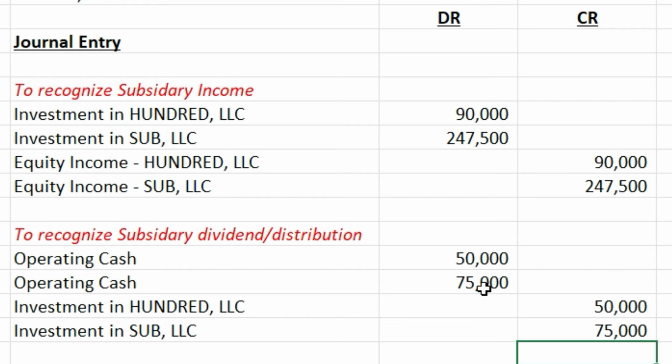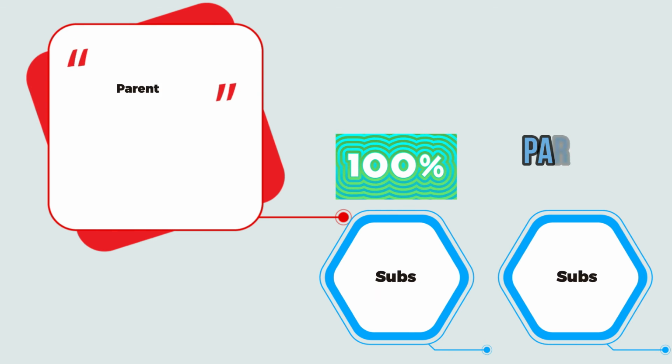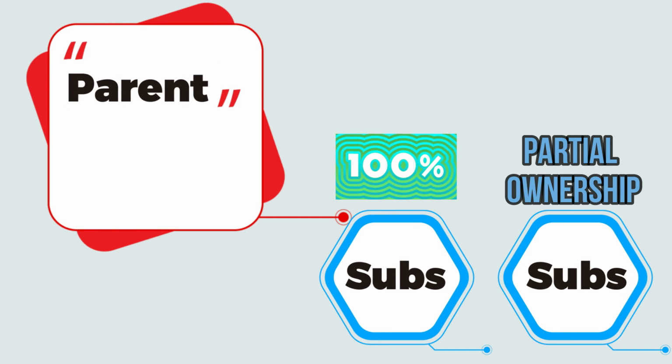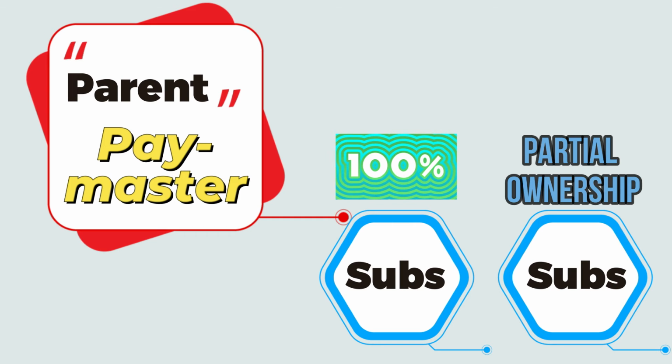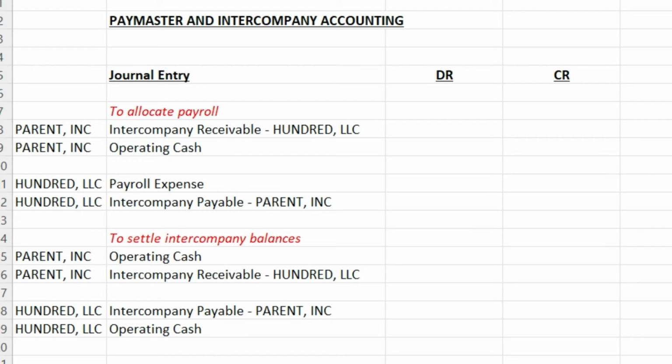A lot of times an organization will define an entity that pays all the bills, pays all the payroll, and then they will allocate those expenses out to the other entities. That doesn't happen everywhere, but at least in my experience, there's always been a paymaster, a primary entity that pays for everything, which leads to this next subject, which is intercompany accounting.